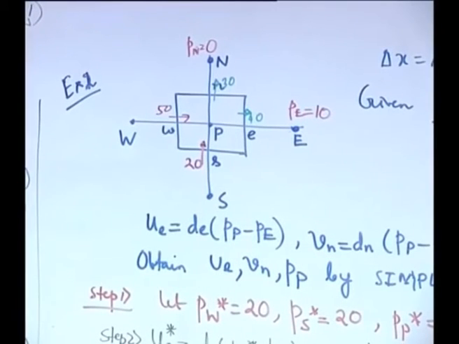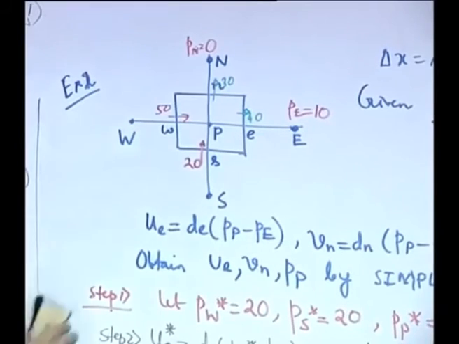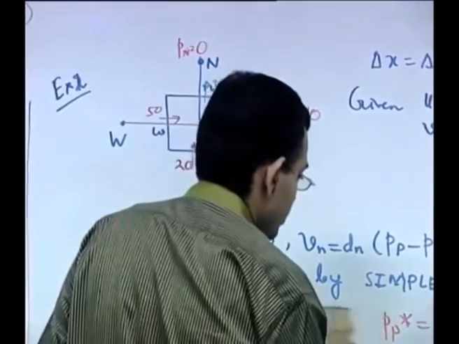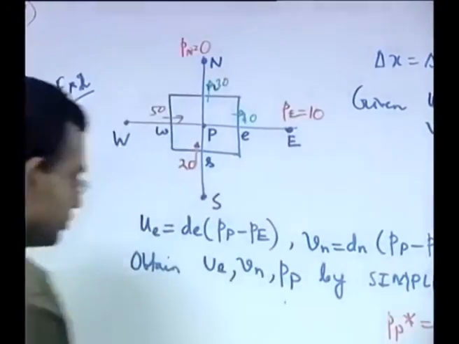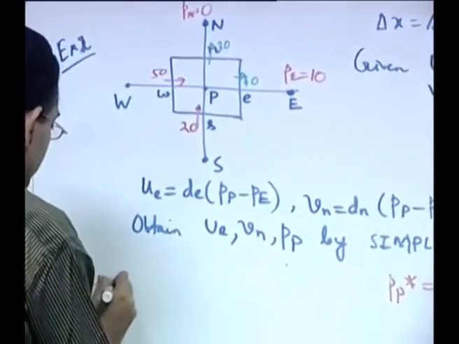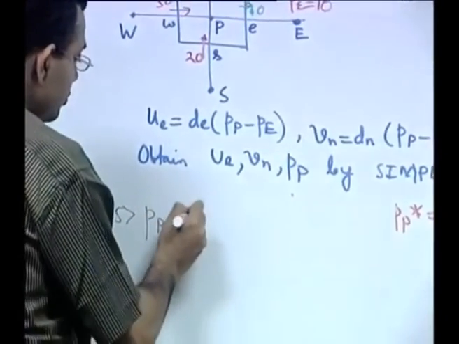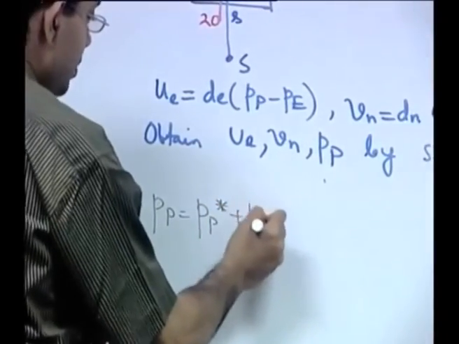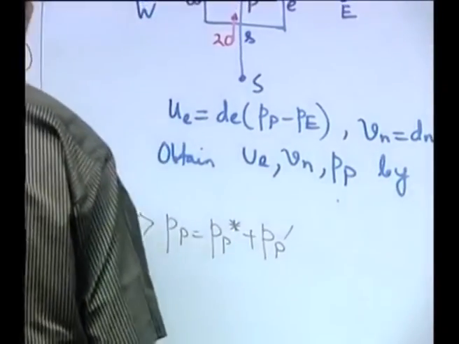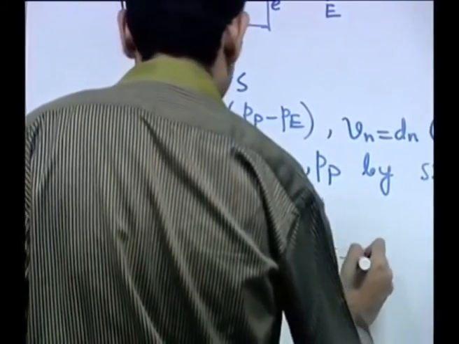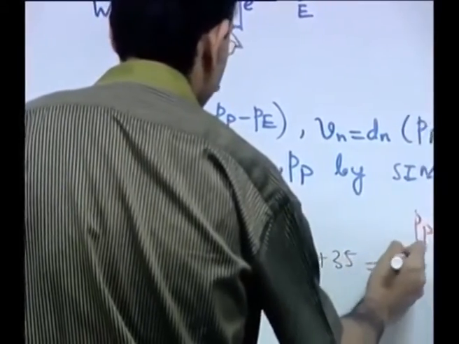So, what is the new pressure? So, Pp, step 5, Pp equal to Pp star plus Pp prime. So, 15 plus 35, that is 50.